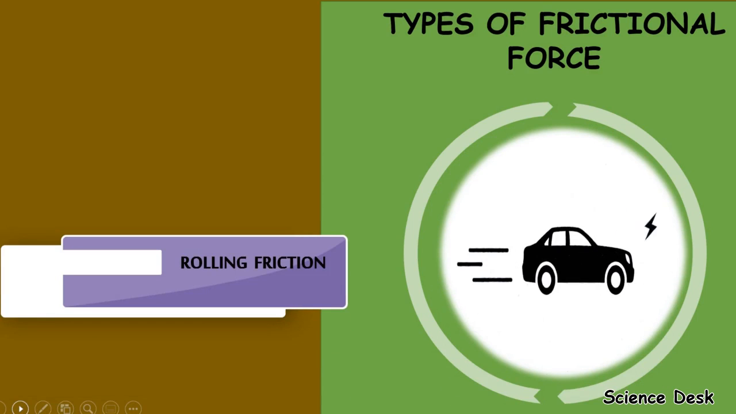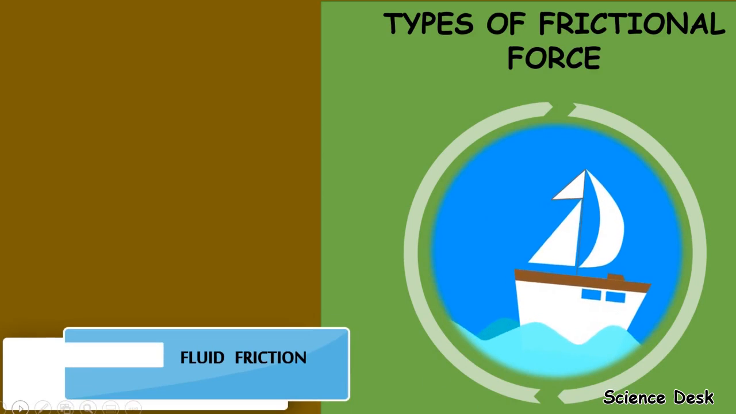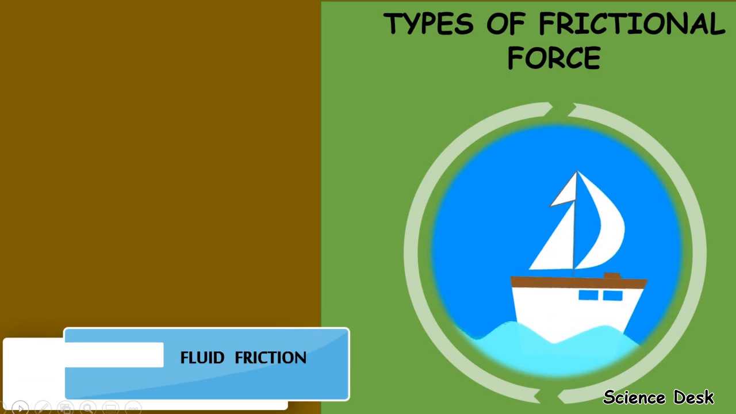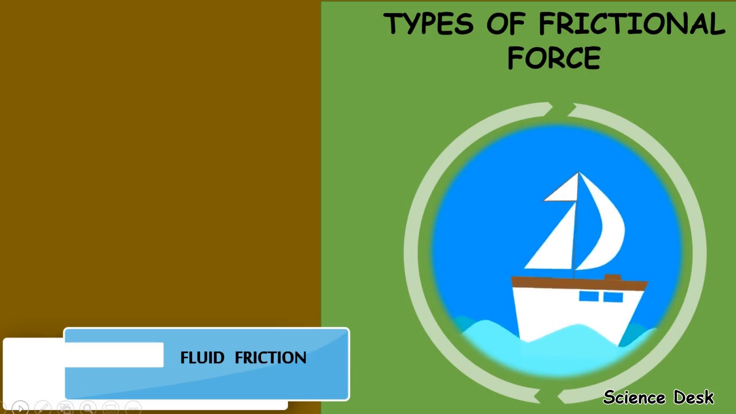Rolling friction. Rolling friction acts on the objects when they are rolling over a surface. Then comes your fluid friction. This friction acts on the objects that are moving through a fluid. So, moving through a fluid includes liquid and also gases.